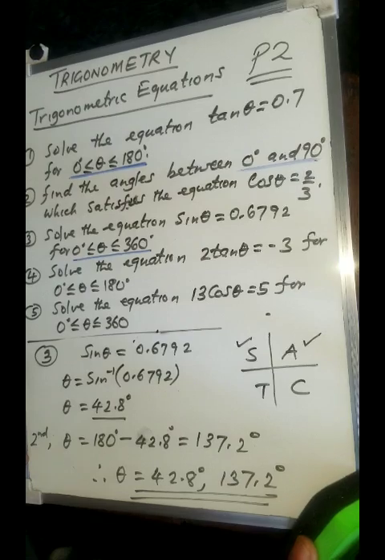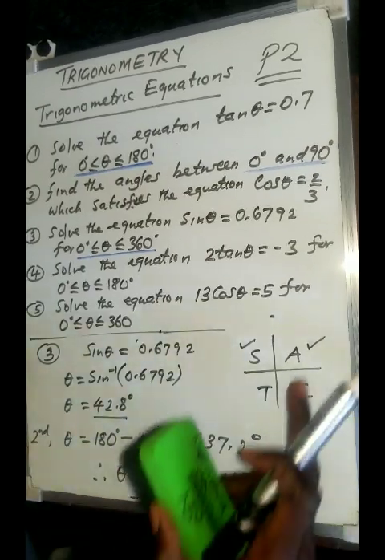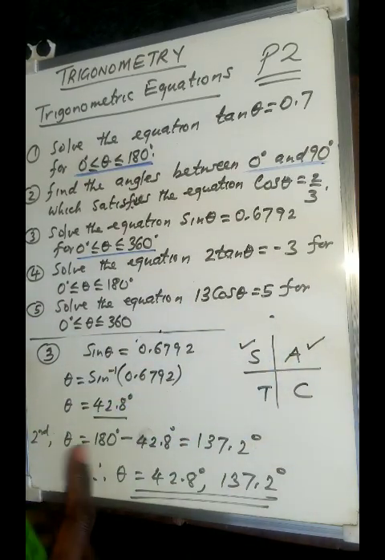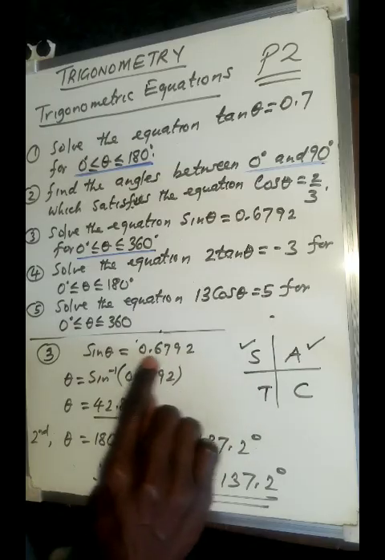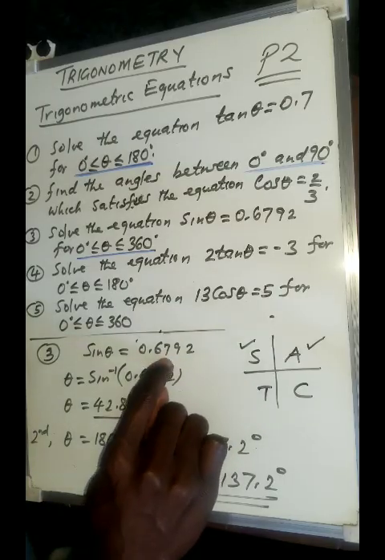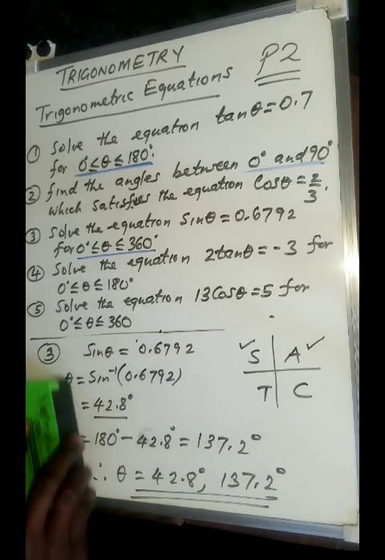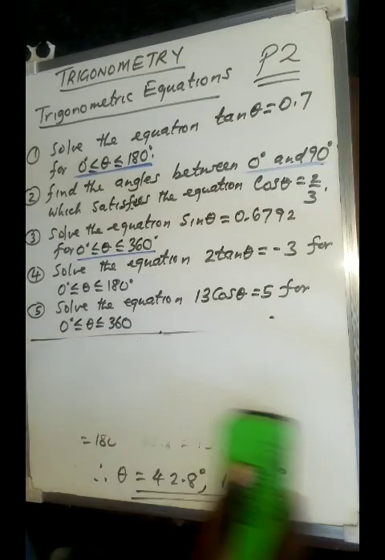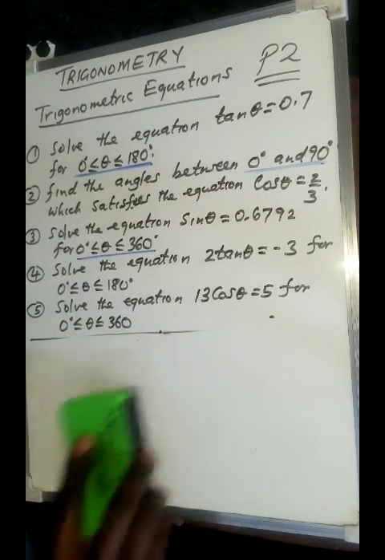Right, I hope we are together and you're able to see what we're doing. So quadrants are important, they will help you. And take note of that number, whether it is positive or negative, it will tell you where the angle is going to be found. So let's move on and look at the fourth one again there.